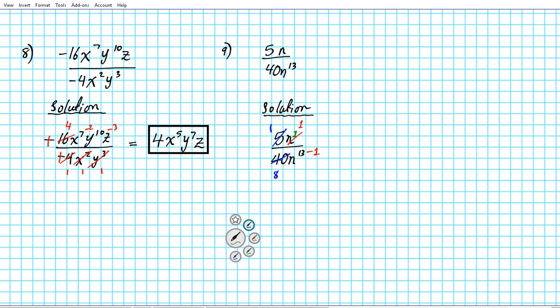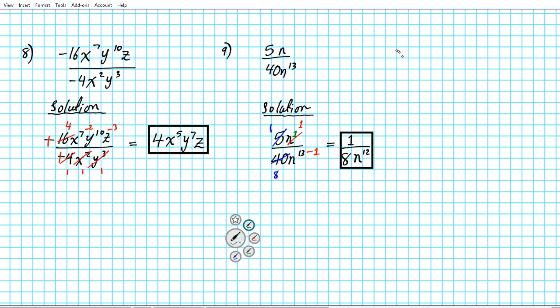All right, let's multiply that out. In the numerator, we just have 1 times 1, which is 1. And then in the denominator, we have 8, and to the 13 minus 1 is 12. All right, so 1 over 8n to the 12th power is the answer to question number 9.